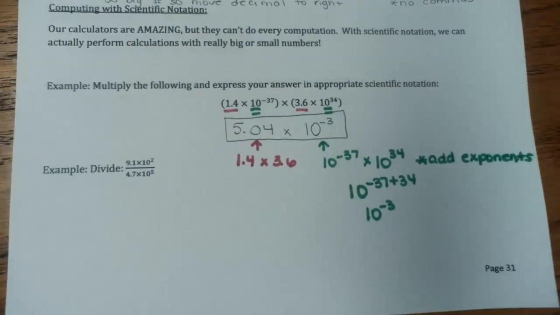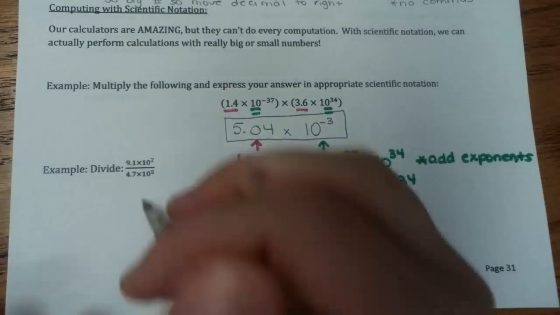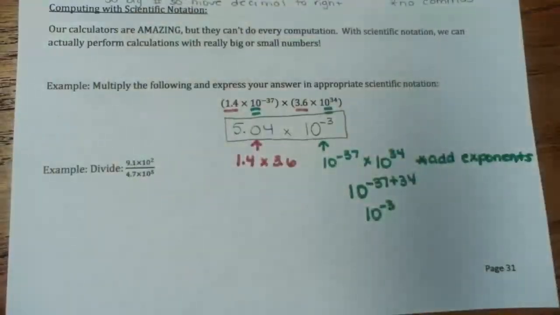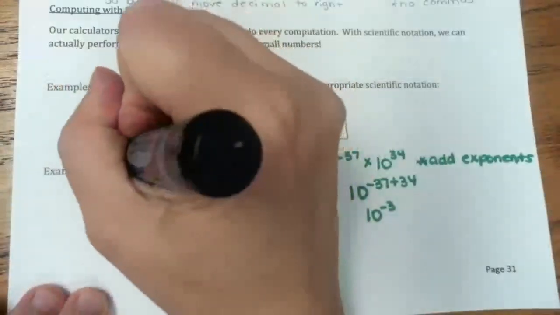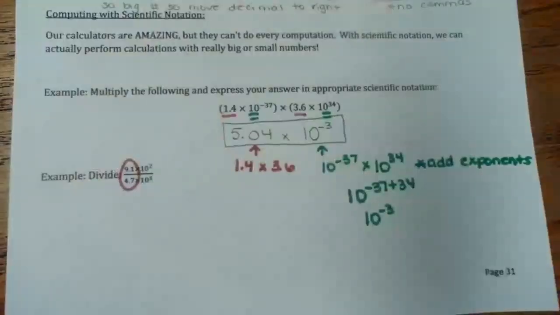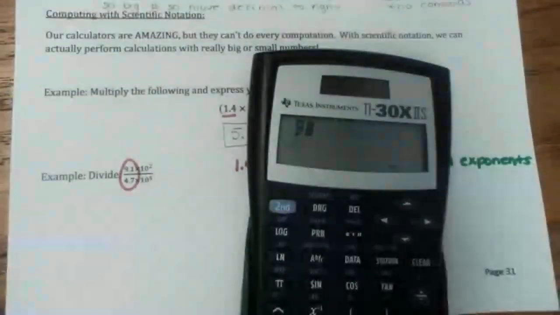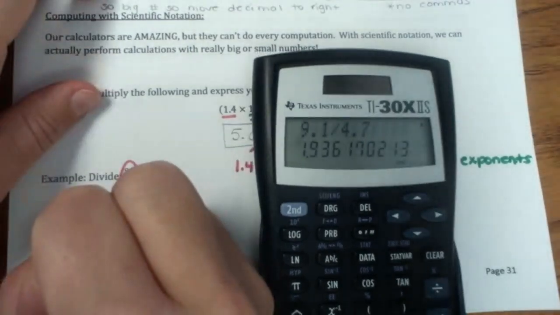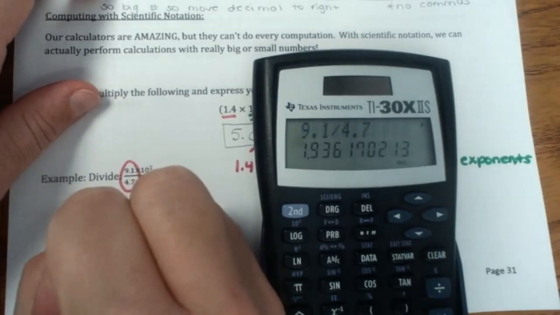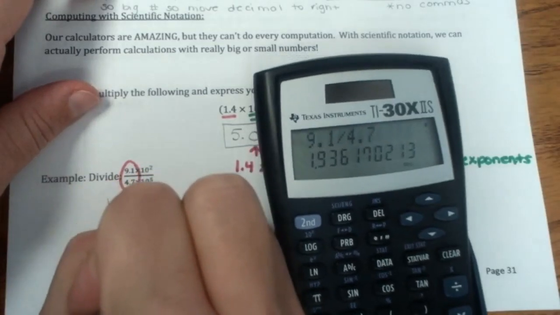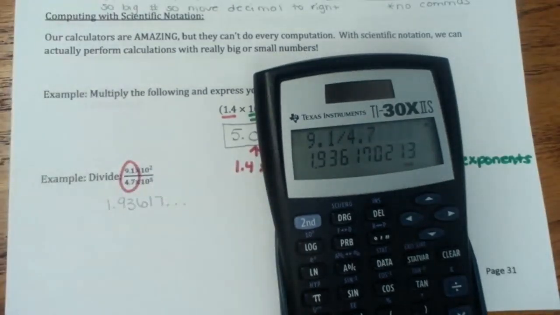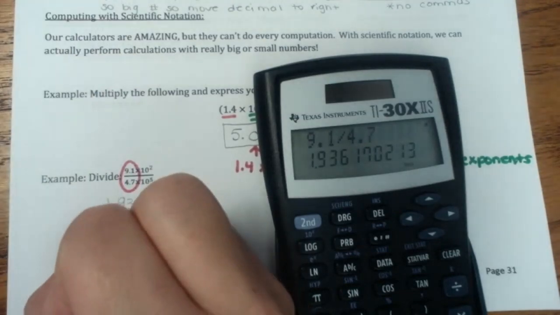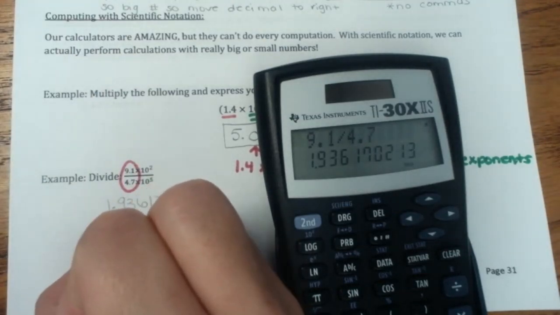Same thing with dividing. If we have to divide 9.1 times 10 squared all over 4.7 times 10 to the 5th, combining like terms, let's do 9.1 divided by 4.7. And we get that crazy number, 1.93617, blah, blah, blah. Let's round it to 2 decimal places. It'll tell you in the homework. So let's round it to 2 numbers after the decimal.